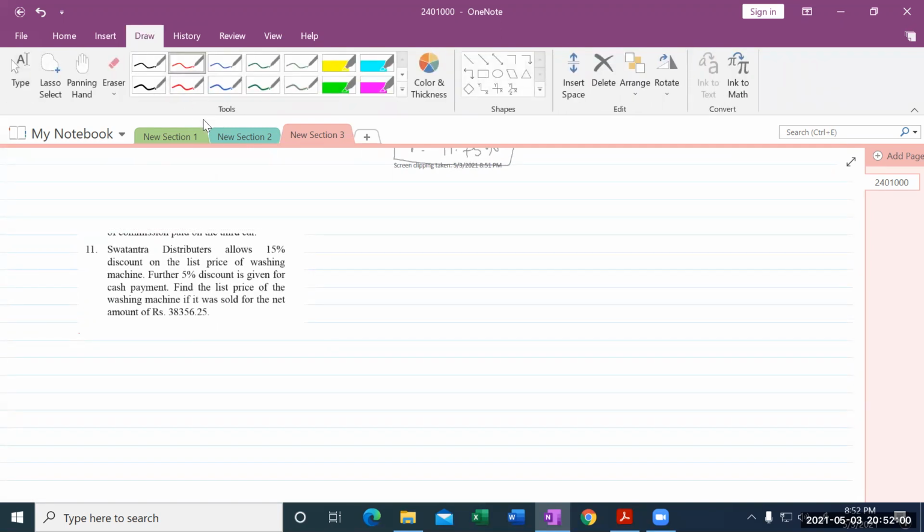Swatantra distributor allows 15% discount on the list price of a washing machine, and a further 5% discount is given for cash payment. Find the list price of the washing machine if it was sold for the net amount of rupees 38,356.25. So here first I will teach you a few concepts. The first one is the list price.